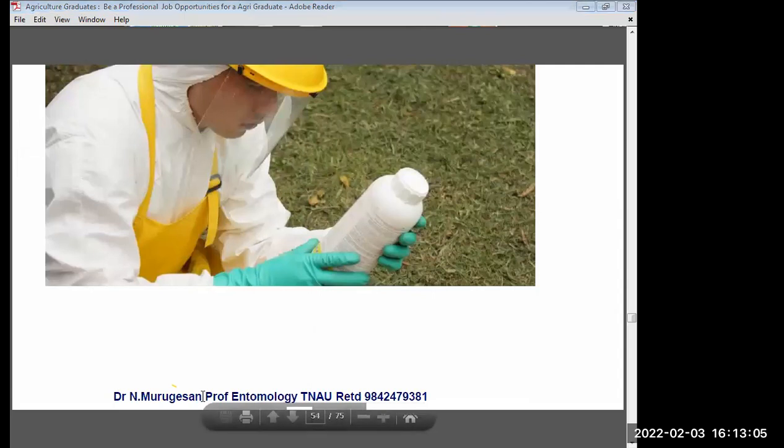You must wear the protective dress when applying the pesticide, because it has to protect the apparel. After purchasing the pesticide, you must read the label: what the dose is, what the expiry date is, everything you must read. Sometimes they may give the dose also.